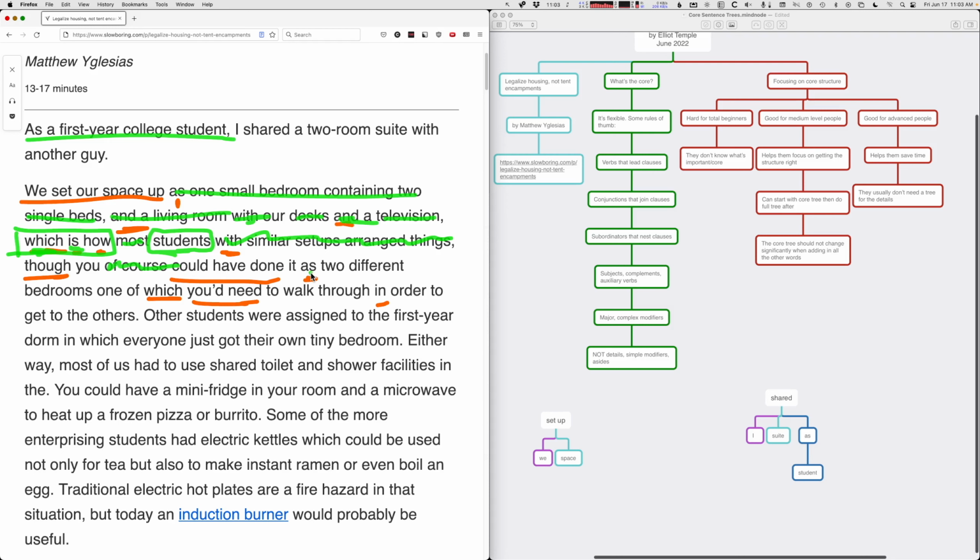So that's important. Then we have "as two different bedrooms." That is preposition, modifier stuff. One of which you need to walk. So there is a clause involved, but it is nested. Details, I'm going to ignore it for now. So we got important stuff. I've made an effort to highlight the really important words that I want to fit in.